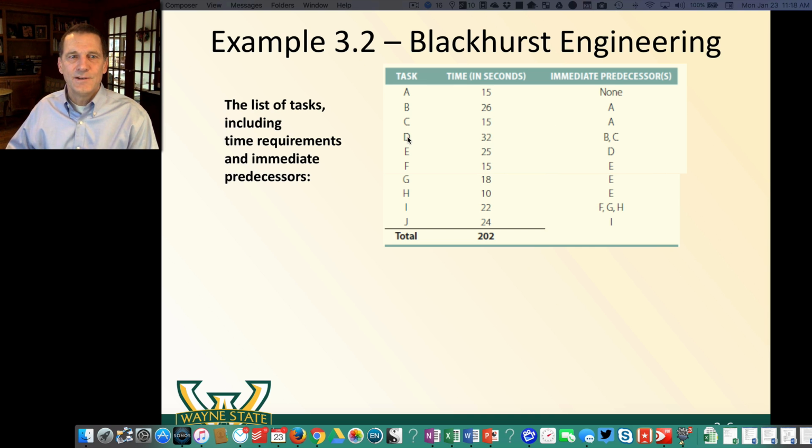We cannot start D until both B and C are complete. These are linear then, and then F, G, and H are all dependent on E, right? Oh, no, excuse me. F, G, and H are dependent on E. And then I is dependent on that cluster of F, G, and H. And J is dependent on I.